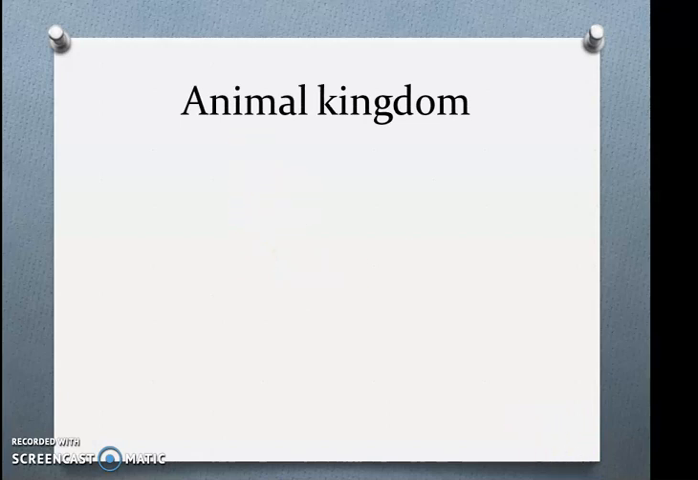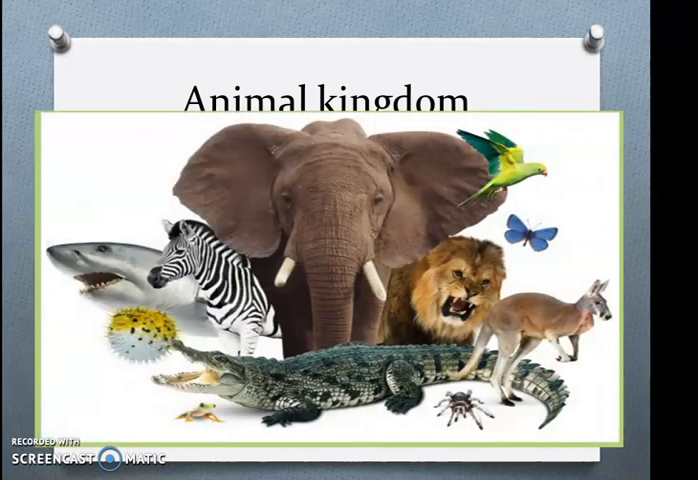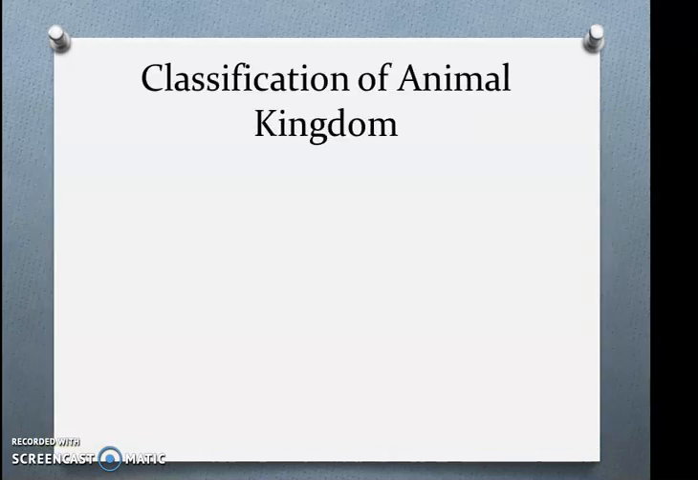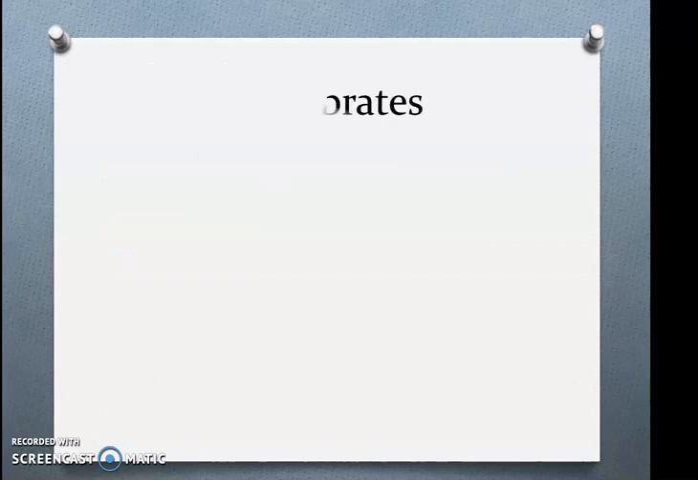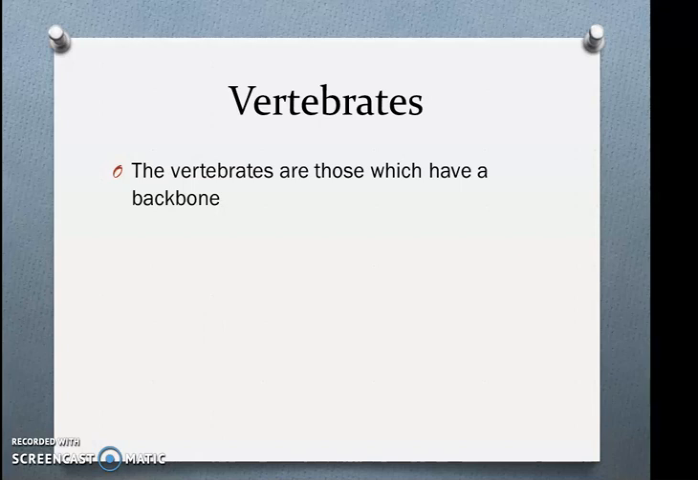Then in the animal kingdom, we divide the animal kingdom into two large groups. One group is called vertebrates and the other invertebrates. Now, what are vertebrates? The word vertebrate actually comes from the word vertebra. Vertebra is actually the backbone. Vertebrae together make the backbone. So we say the vertebrates are those which have a backbone.